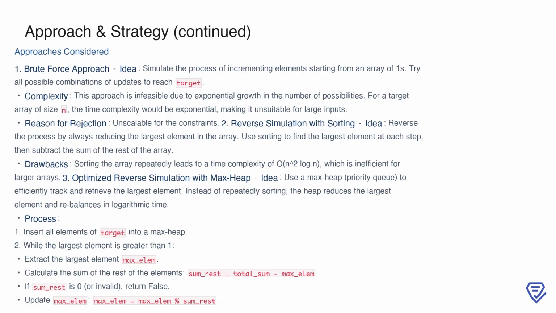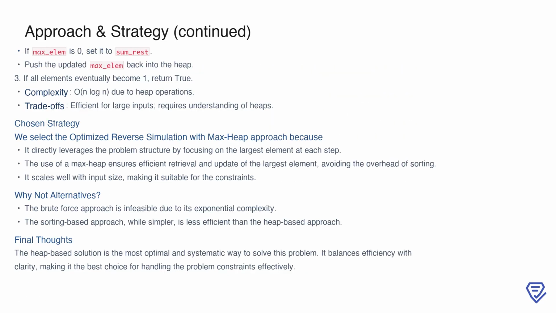Finally, the most efficient approach is an optimized reverse simulation using a max heap. Instead of sorting the array, we use a heap to efficiently track and retrieve the largest element in logarithmic time. The process involves inserting all elements of the target into a max heap, then repeatedly extracting the largest element, calculating the sum of the rest of the elements, and updating the largest element until all elements become 1 or the process becomes invalid. For the heap-based approach, if the largest element becomes 0 after reduction, we reset it to the sum of the other elements before pushing it back into the heap.